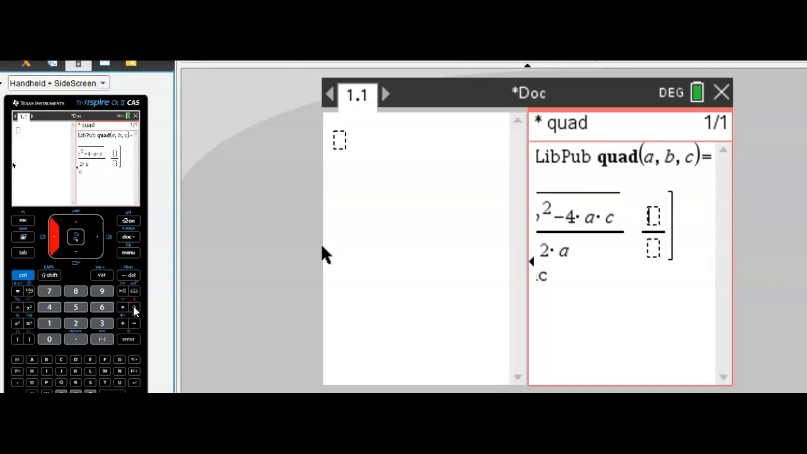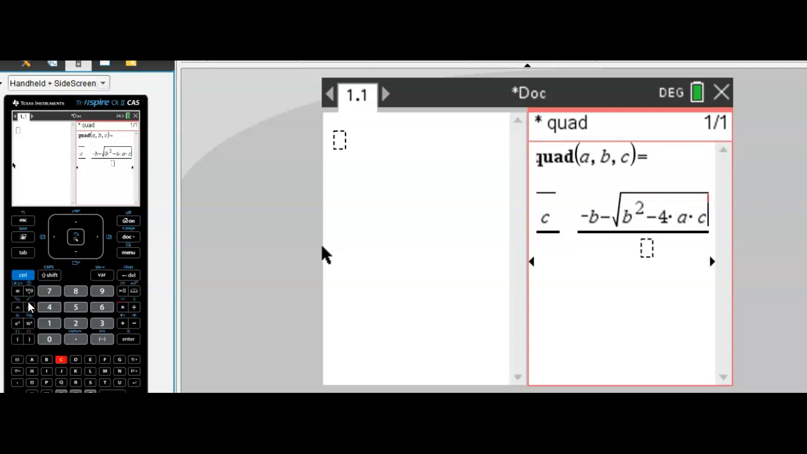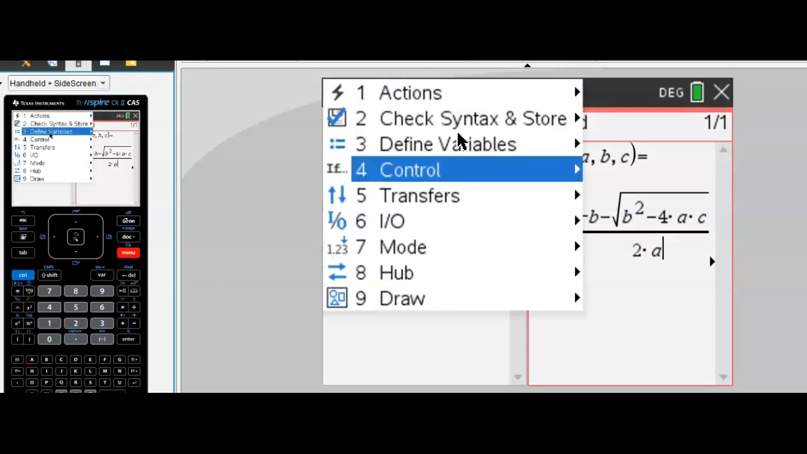Now you could probably cut and paste that, but I'm just going to rewrite it. So negative b, now it's minus the square root of b squared minus 4 times a times c, over 2 times a. Now let's just go to the check.